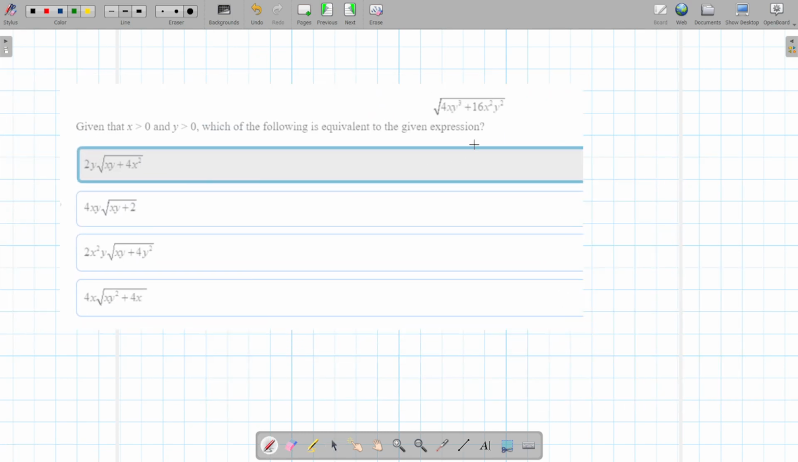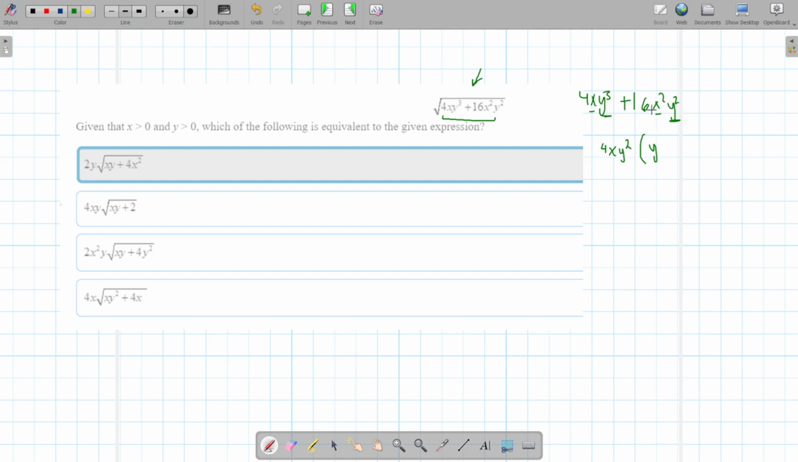They want to simplify this radical. To simplify this radical, you need to factor some stuff out. You can factor out from 4xy cubed plus 16x squared y squared. You can factor out the 4. What else can you factor? You can factor out x, and you can also factor out y squared. What's going to be left inside? It's just going to be y, because x cancels with x, 4 cancels with 4. Y cubed and y squared gets you y.